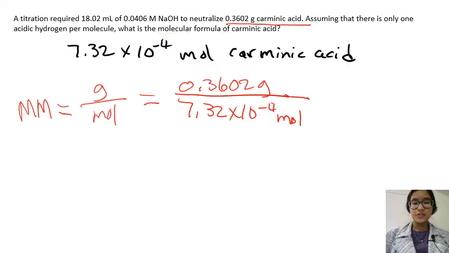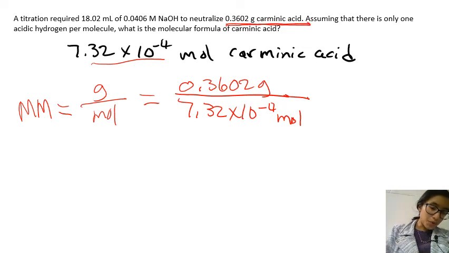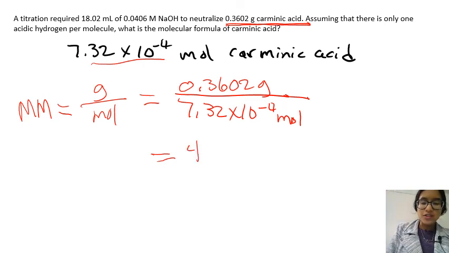All right, guys, final stretch. I had to move a little bit because I had to go to a meeting. But this is what we've got now. We've got the moles of carminic acid, 7.32 times 10 to the negative 4, and we already have the mass of carminic acid, which is given to us in the problem. Since molar mass is grams over moles, all we need to do now is divide these two by each other, and then you would get your molar mass. What this comes out to is roughly 492 grams per mole.